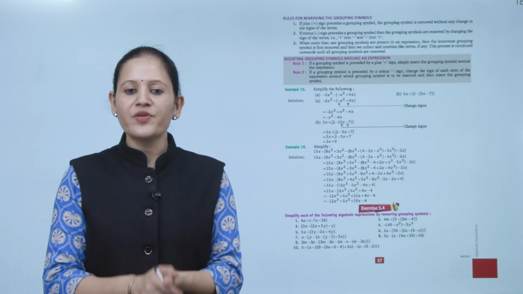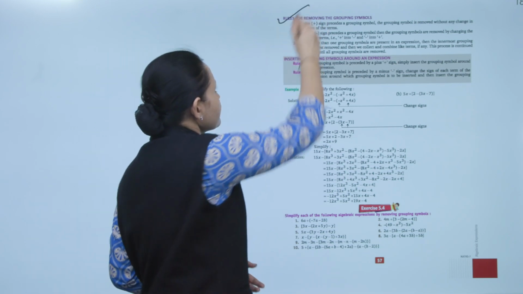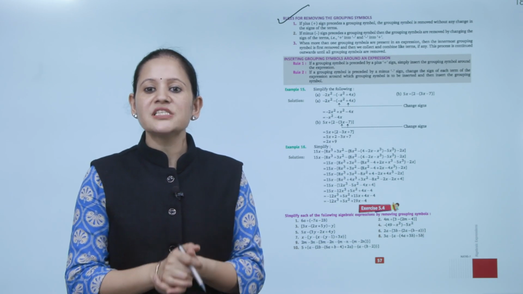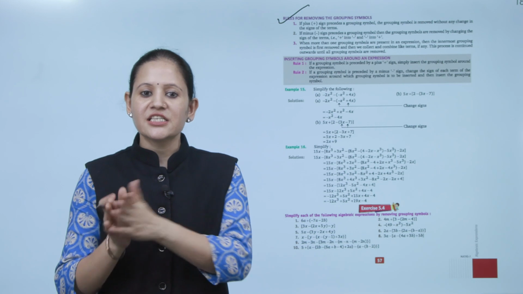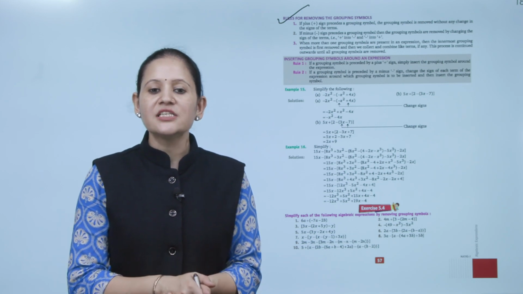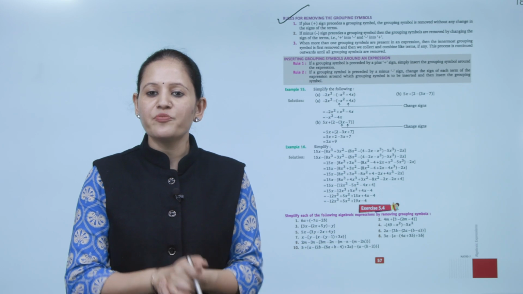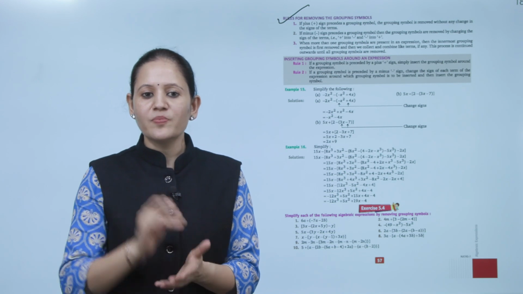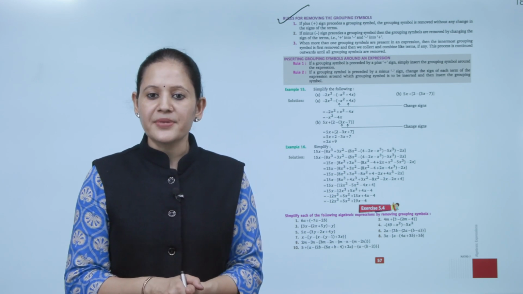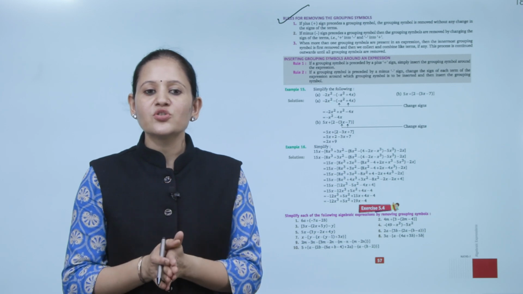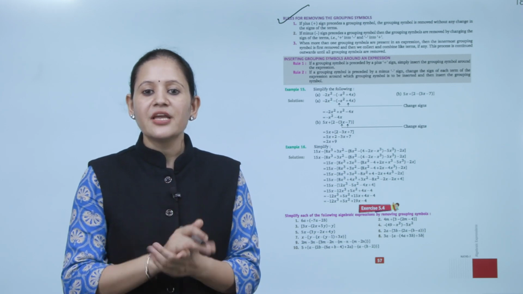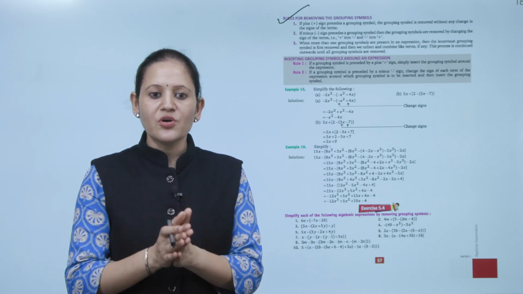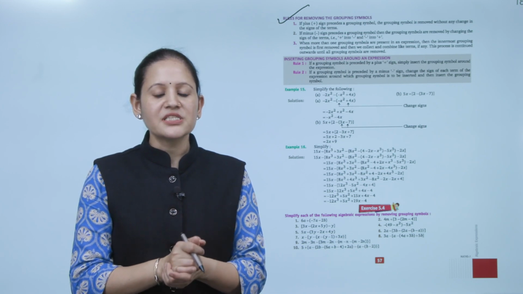Next is the rule for removing the grouping symbols. If a plus sign precedes a grouping symbol, the grouping symbol is removed without any change in the sign of the terms. If a minus sign precedes the grouping symbol, then the grouping symbols are removed by changing the sign of the terms: plus into minus and minus into plus. When more than one grouping symbol is present in an expression, the innermost grouping symbol is removed first. Then we collect and combine the like terms, if any. This procedure continues outward until all grouping symbols are removed.